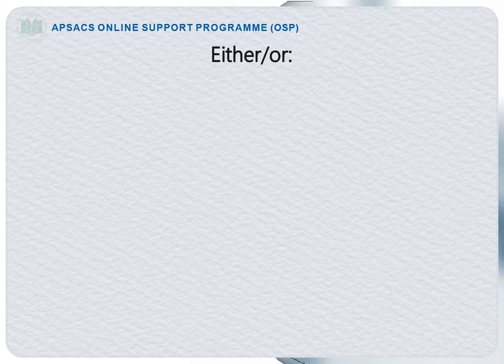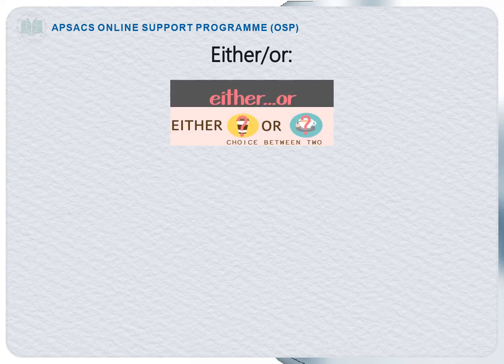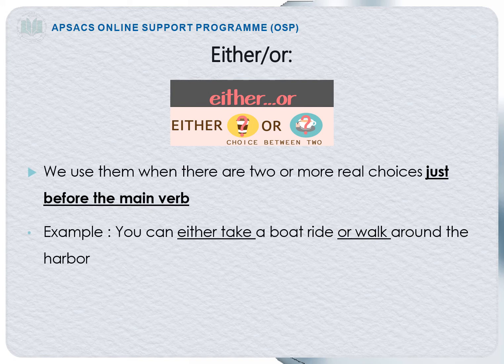Either or. We use them when there are two or more real choices just before the main verb. For example, you can either take a boat ride or walk around the harbor. We have used either and or just before the main verbs take and walk.